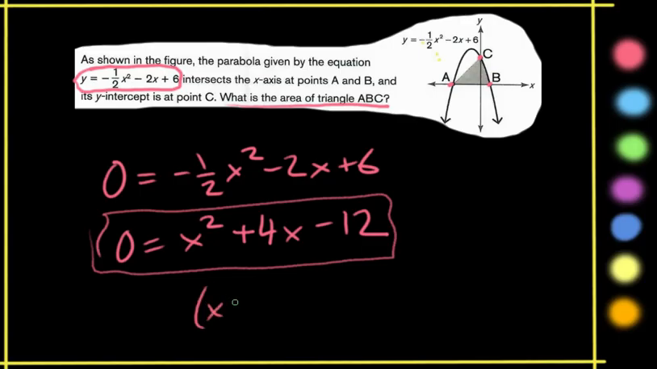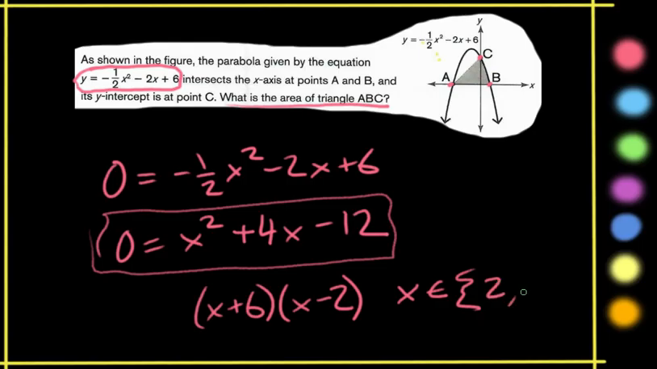This is just x plus 6 times x minus 2. And that tells us that the points at which we have a 0 are going to be, x has got to be in the set 2 or -6. So it's going to be one of those two. And so that means this distance from A to B is the difference between those two, which is 8. So this thing is 8. And now we need to find the height.